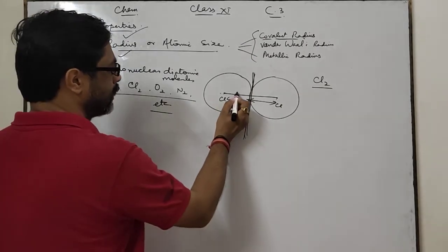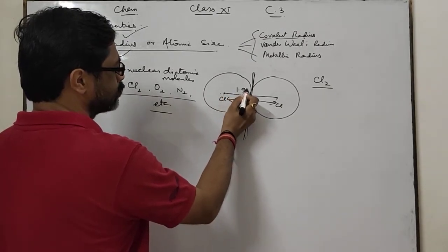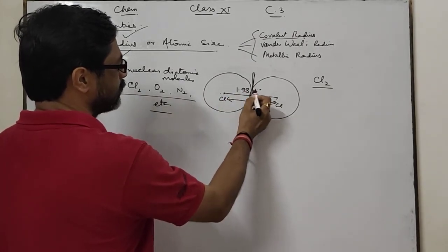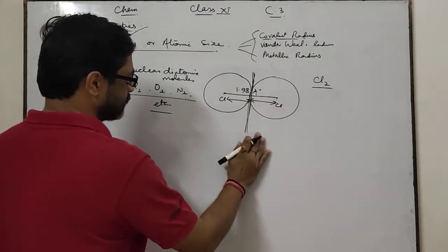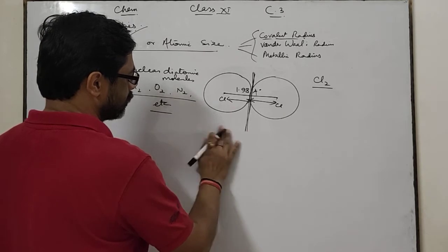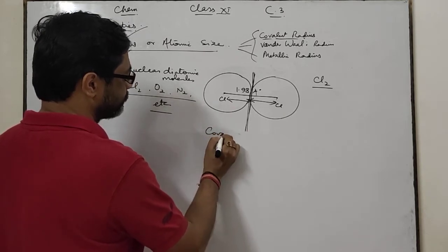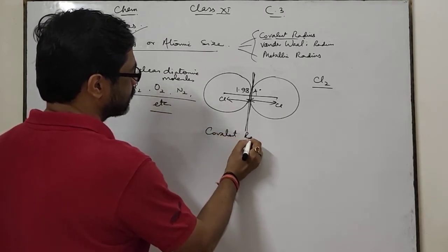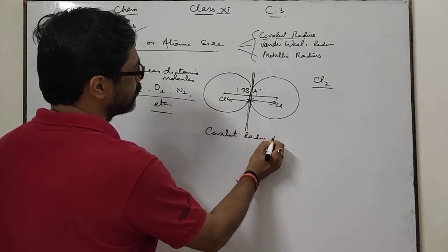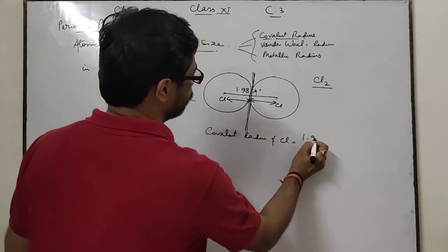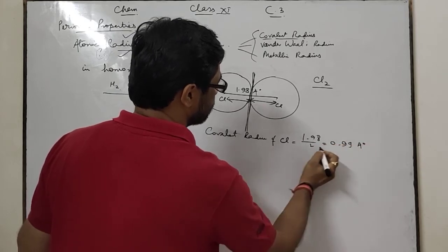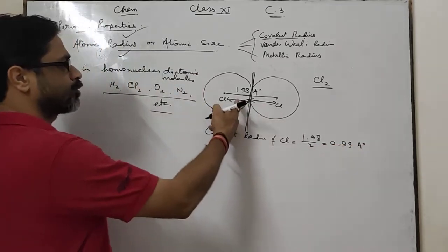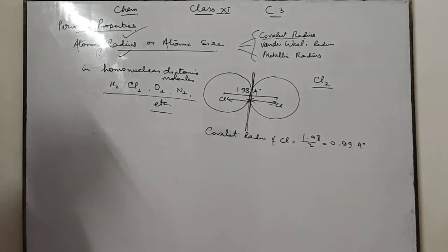For example, the distance between two Cl nuclei is 1.98 angstrom, hence the covalent radius of Cl equals 1.98 by 2, that is 0.99 angstrom. This is the covalent radius of chlorine.